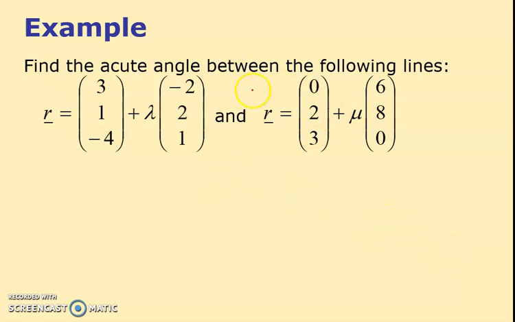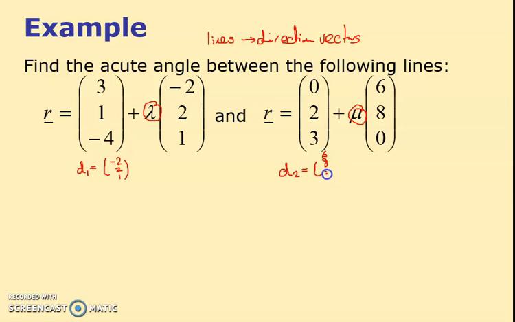Find the acute angle between these. Oh, right, if you ever get lines, now of course we've talked about these before, these are equations of lines, but they have direction vectors. And you might be thinking to yourself, which ones are the direction vectors? Well, it's always the ones attached to the lambda or the mu or the s or the t. So my first direction vector is minus 2, 2, 1. My second direction vector is 6, 8, 0.